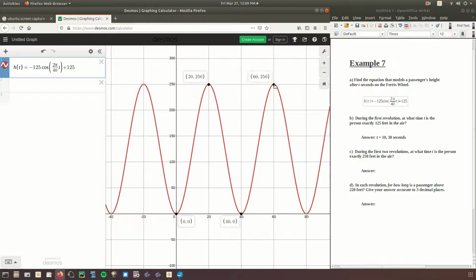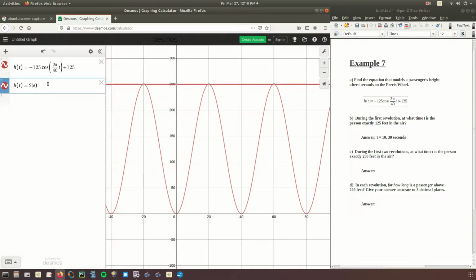I should be at the top again 40 more seconds later, since the period is 40, at a time of 60. If we don't see this as part of the problem, we can still use our same idea here of saying, let's determine when is the height the same as 250 for our passenger. And so we can see, again, it's added an additional line for us, and it does show us when our passenger's height, the sine curve, is the same as the desired height, the flat line.